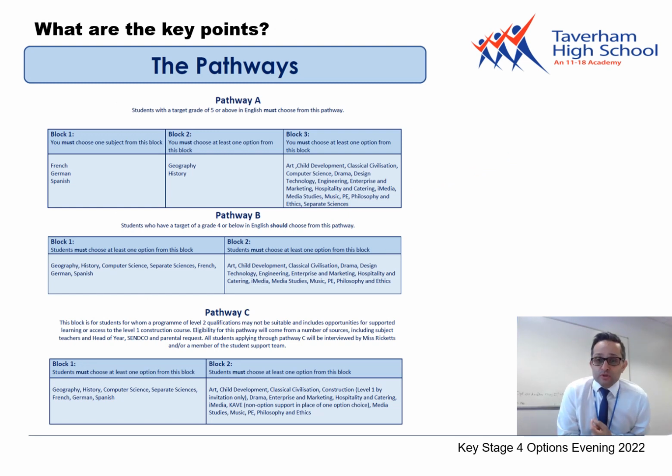So the key points around the options process then. There are 3 pathways to choose from. Now, if your target is a grade 5 or above in English, then you should be opting for pathway A. On pathway A, as you'll see from the diagram here, but also from the options booklet, you have to choose at least one subject from block 1, and that's French, Spanish or German. You have to choose at least one subject from option block 2, and that's geography or history. And then you must choose at least one, most likely 2 options from block 3, and that's all the other subjects we offer.